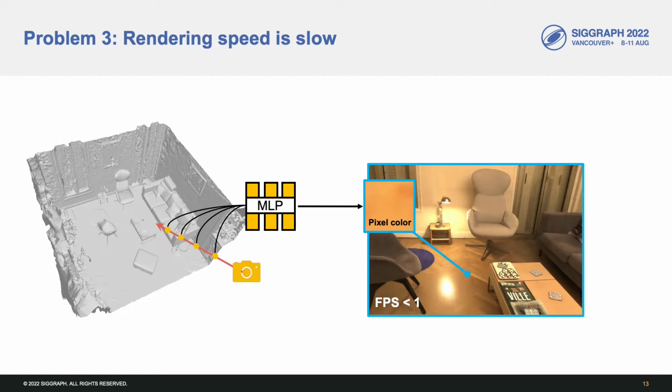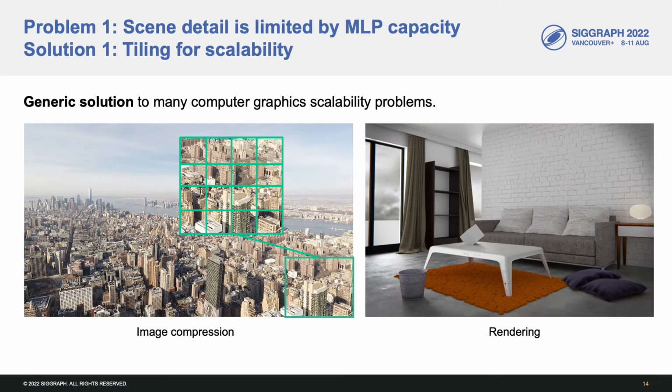Problem number 3. Rendering is slow. For large scenes, many points along a ray must be sampled, and speed only decreases if we must increase MLP capacity to cope with large scenes. So in summary, current techniques struggle to scale to large indoor scenes, both to maintain quality at reasonable optimization and rendering times, and to cope with sparser samplings while maintaining reflections. So you might be thinking, well, I know how to scale things. Tiling. Then I can also parallelize easily.